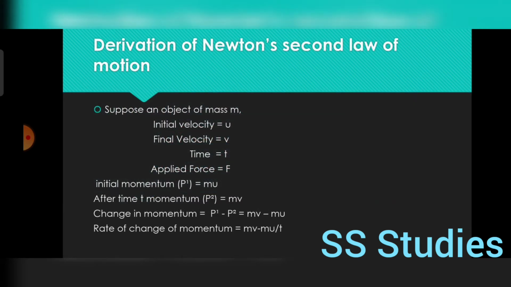Derivation of Newton's second law of motion. Suppose an object of mass m has initial velocity u, final velocity v, time t, and applied force F. Then initial momentum p1 equals mu. After time t, momentum p2 equals mv. Change in momentum equals p2 minus p1, equals mv minus mu.